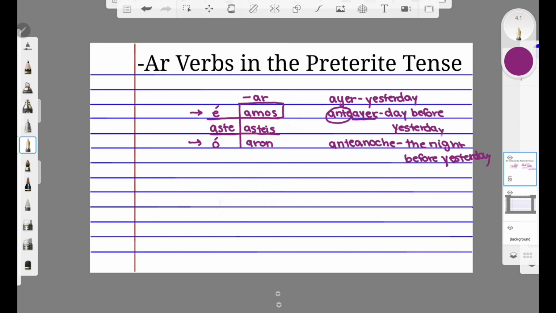You might also see anteanoche. Noche is night, so in the same way, this means the night before yesterday, or the night before the last one. El año pasado is last year because el año is the year. Pasado, think of it as past. And then in the same way, el mes pasado is going to be last month.